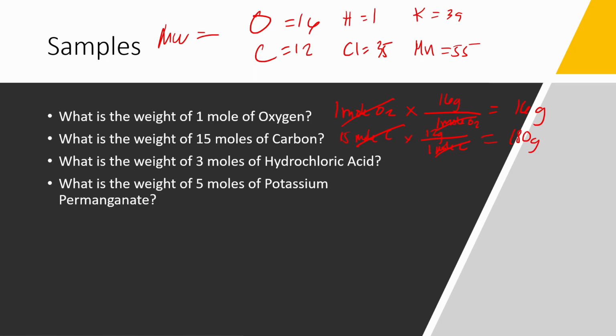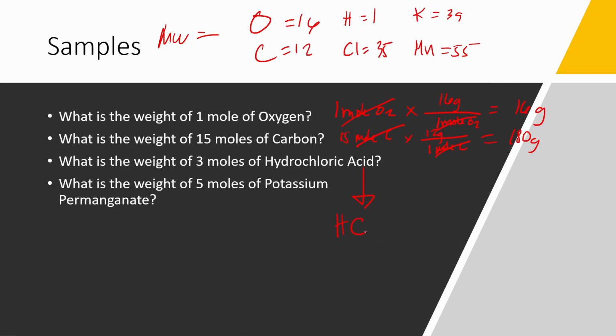What is the weight of 3 moles of hydrochloric acid? 108 po. 108. Parang hindi. 3 moles pala. Let's first get the molecular weight of hydrochloric acid. Mukhang tama yung iyo. 3 moles pala.